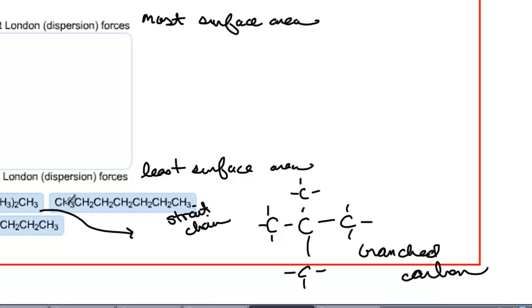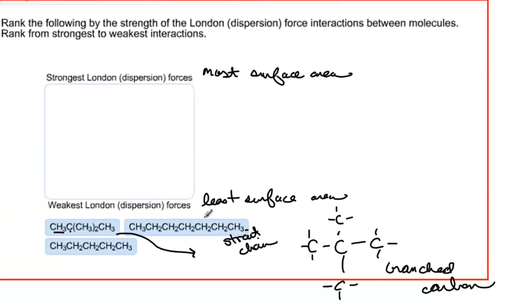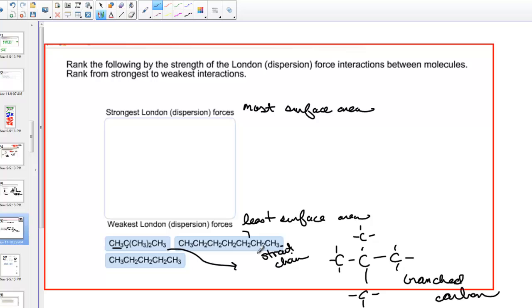And how many carbons long is it? 1, 2, 3, 4, 5, 6, 7 carbons in a straight chain. This is also a straight chain because I don't see any parentheses or so forth like we did in that first column. We did 1, 2, 3, 4, 5 carbons in this straight chain.